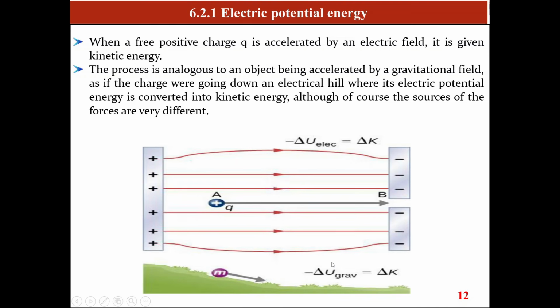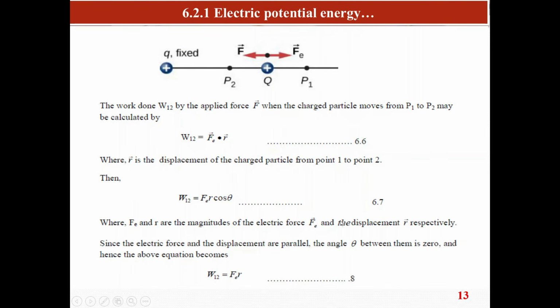The other one that we have is the gravitational. From higher up, the potential energy will change into the kinetic energy. So we use a minus sign because the change in potential energy is equal to the change in kinetic energy. They are similar with each other, so you can compare one with the other. Okay, so electric potential energy.